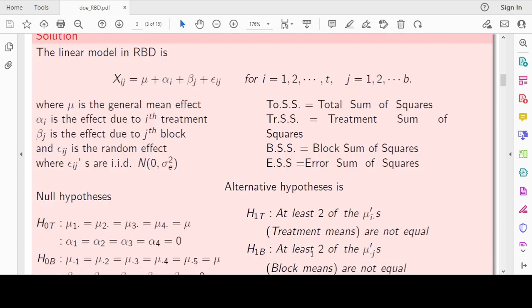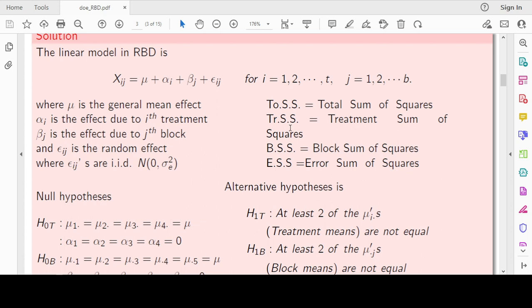So for this we have the linear model in RBD: Xij equal to mu plus alpha i plus beta j plus epsilon ij for i equal to 1 to t, where t is the number of treatments, and j equal to 1 to b, the number of blocks. In this case t equal to 4 treatments and b equal to 5 blocks, where mu is the general mean effect, alpha i is the effect due to ith treatment, beta j is the effect due to jth block, and epsilon ij is the random effect, where the epsilon ij's are IID normal 0, sigma square. That is the assumption here.